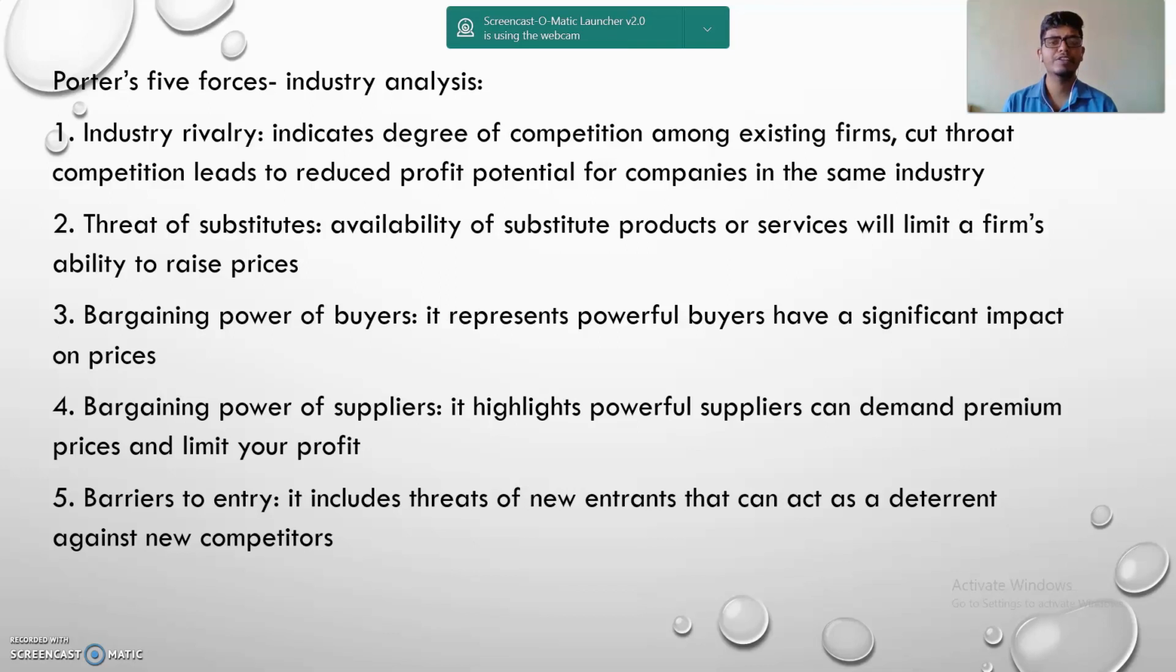It indicates the degree of the competition among existing firms, where cutthroat competition leads to reduced profit potential for the companies in the same industry. You know about cutthroat competition, right? It is nothing but eradicating the competitor from the market and earning more market share. So that is what is called cutthroat competition.